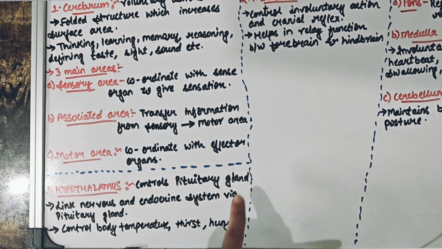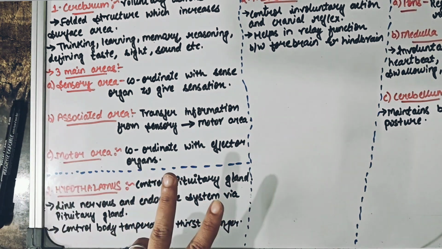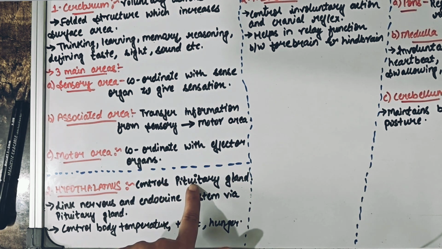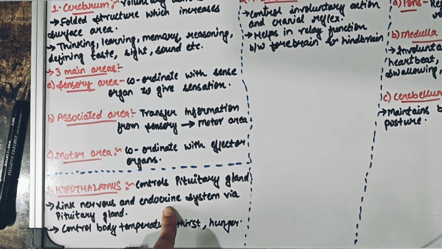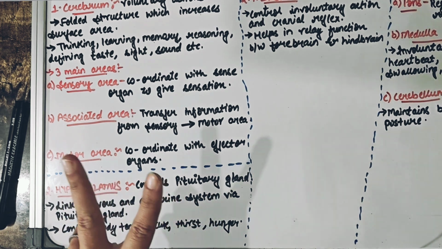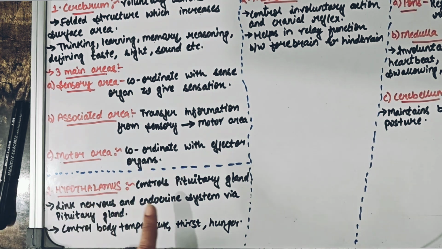This hypothalamus, via the pituitary gland, links two important systems, because since we are talking about pituitary, we are talking about our endocrine glands, and since we are talking about brain, we are talking about the nervous system as well. So via the pituitary and through the hypothalamus, this connects our two important organ systems, your nervous system and the endocrine system. And what important functions does this area do? It helps in controlling our body temperature, provides us with the sense of thirst when you feel the urge to drink water, and also makes you feel hungry.